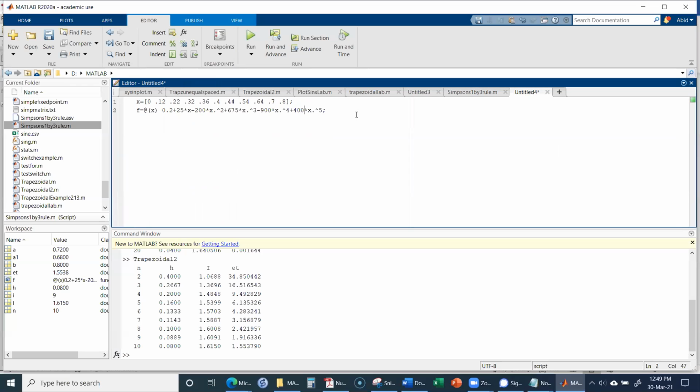There is no need to use the dot star operator here because 400 is a scalar. For all the powers of x, we have to use the dot hat operator because the values of x are taken as an array. Here the total number of x values is 11, so we will say that n is equal to 11. Although we can use a function to calculate the number of elements of x, let's not do it now. We have defined the x and f(x) values.